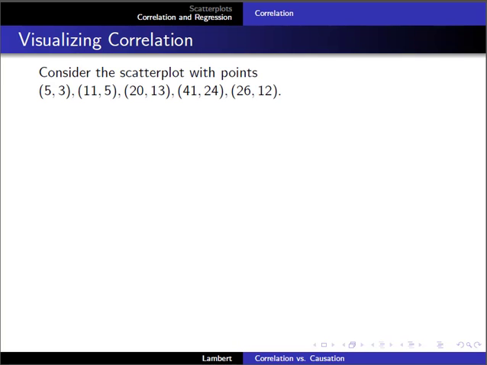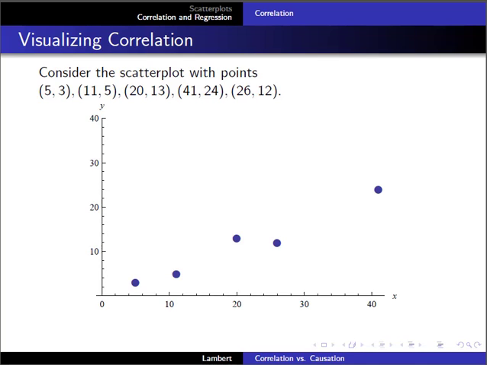Okay, so if we have the scatter plot, can we plot it with (5, 3) being the first point, (11, 5) being the second point, (20, 13) being the third point, (41, 24) the fourth point, and (26, 12) the fifth point? Yes, of course we can. We can get them in this increasing order. (5, 3) occurs right here. (11, 5) occurs at this point, and so on and so forth.